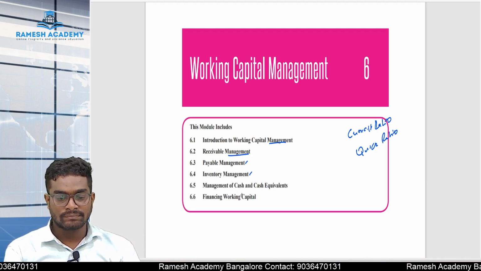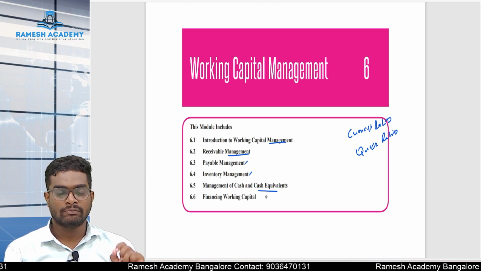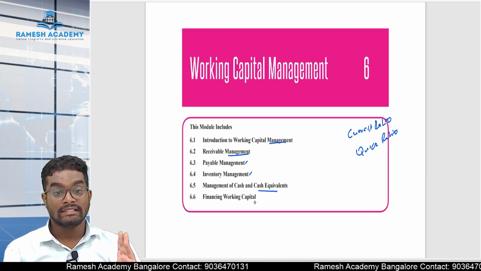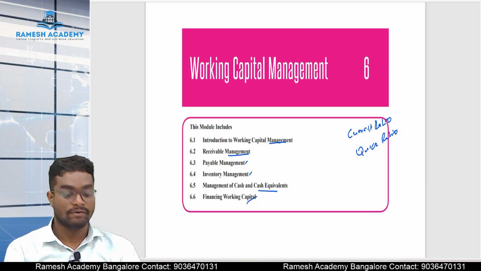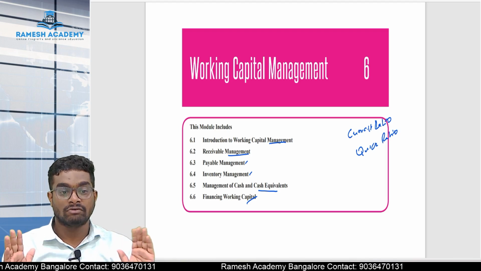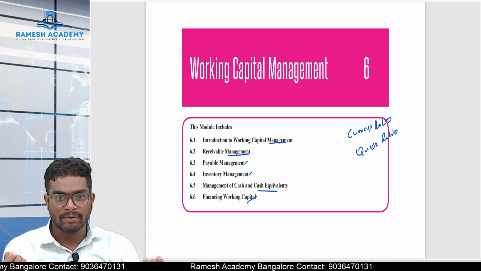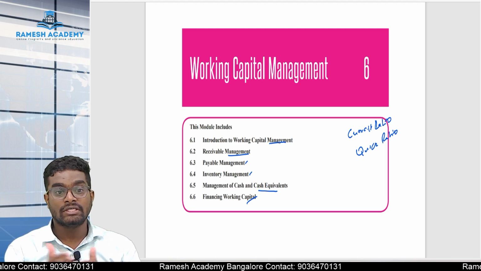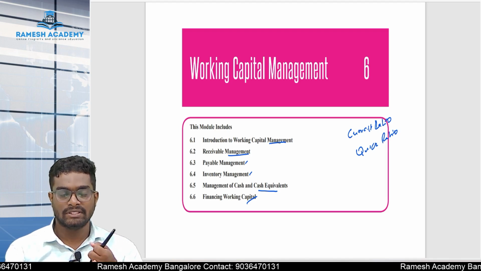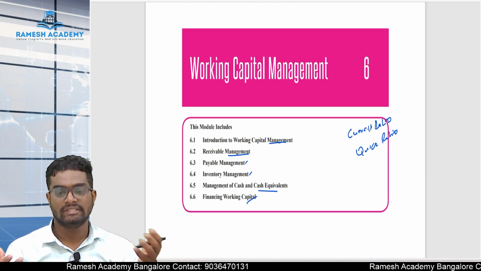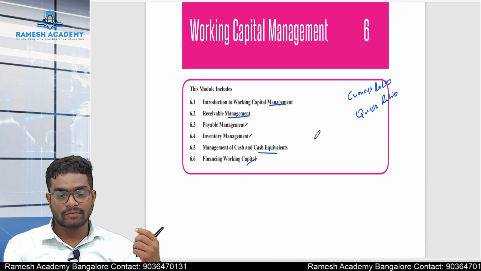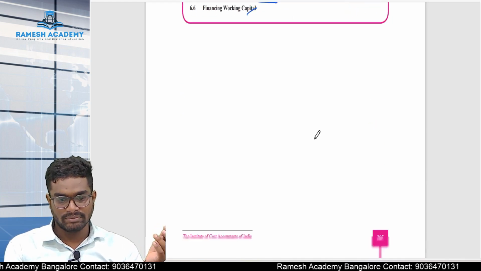The last one is the management of cash and cash equivalents. This also forms part of your working capital, so that's the reason we will be discussing cash and cash equivalents. And lastly, financing of working capital. Now we understand what working capital is and what the requirement is, but we also need to know how we finance it. The amount required to fund working capital may be based on overdraft, cash credit or short-term loans. We will see that, or commercial paper, commercial instruments, trade receivables, T-bills or treasury bills.